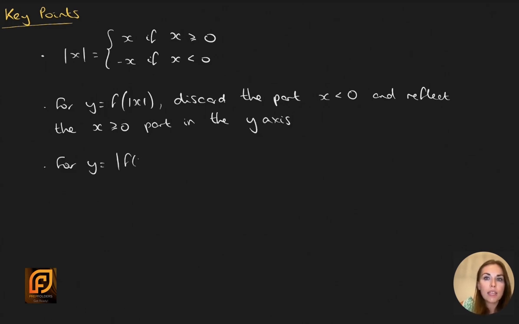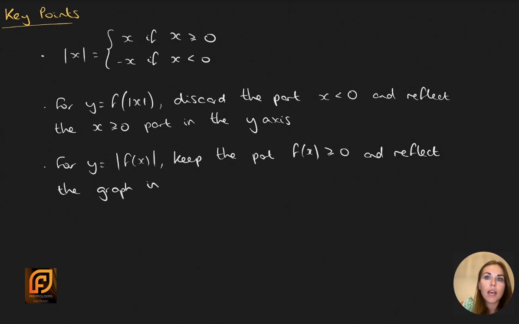To graph y equals the absolute value of f of x from the graph of y equals f of x, keep the graph for f of x greater than or equal to 0 and reflect the graph in the x-axis for f of x less than 0, discarding what was there.